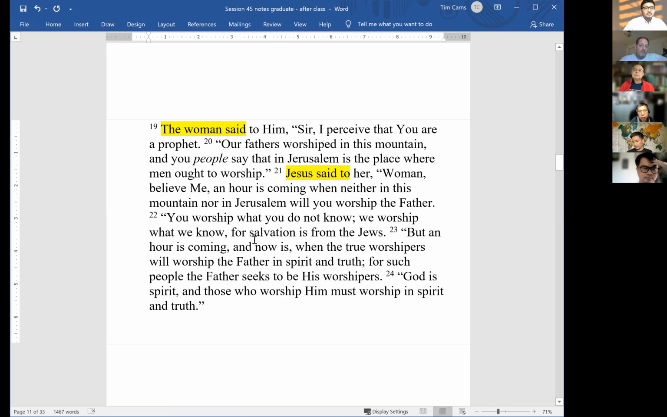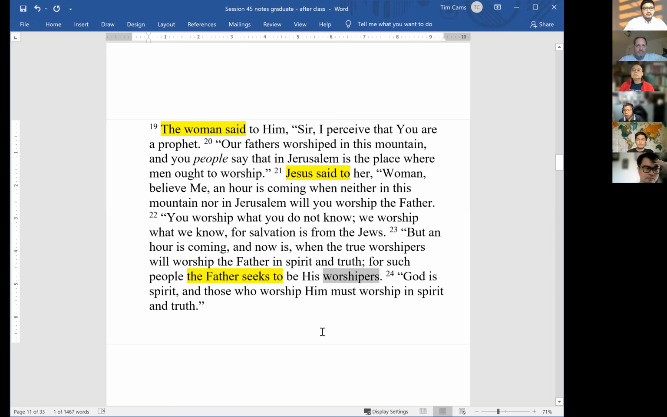And then he says that the Father seeks, that he's actually seeking a certain person. And ultimately, what is it that God wants? What is it he deserves? Worship. Right? Worship.